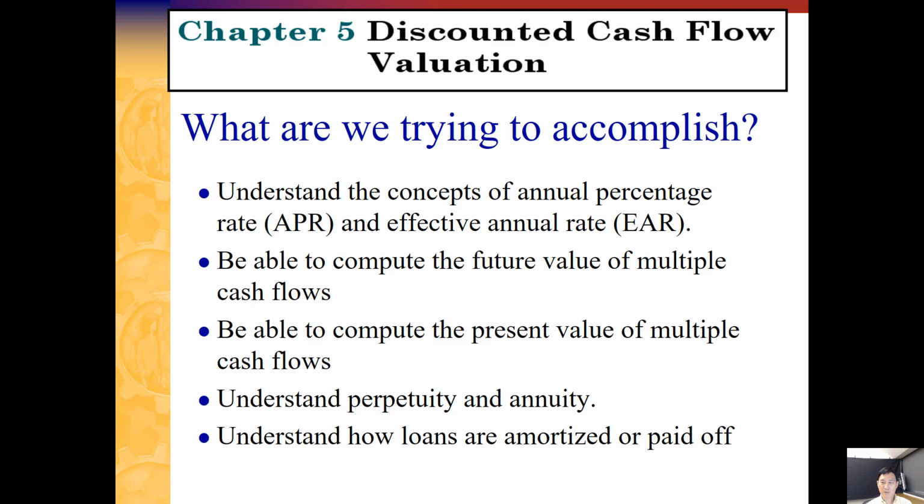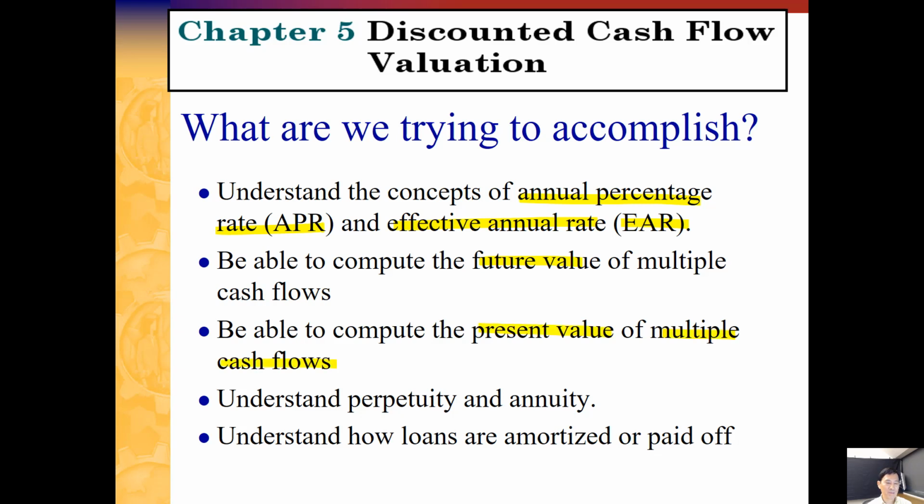In chapter 5, we will continue the time value of money with multiple compounding and also for multiple cash flows. After this chapter, you should understand the difference between annual percentage rate or APR and the effective annual rate or EAR. And you should be able to compute the future value and the present value of multiple cash flows.